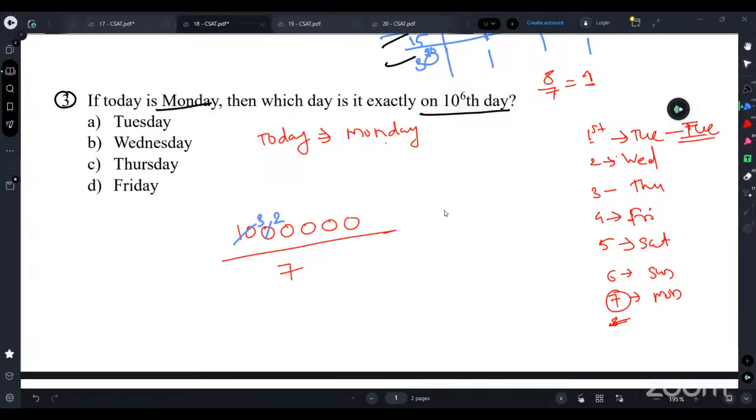Then 7 2s are 14. I'll carry over 6. It will become 60. 7 8s are 56. I'll carry over 4. It will become 40, right? Then 7 5s are 35. I'll carry over 5. It will become 50. Now the last number is becoming 50. So if you divide 50 by 7, you will get a remainder of 1. So once you get the remainder of 1, what should be the day now, guys? It should be definitely Tuesday, right? So Tuesday will be the correct answer. Clear?